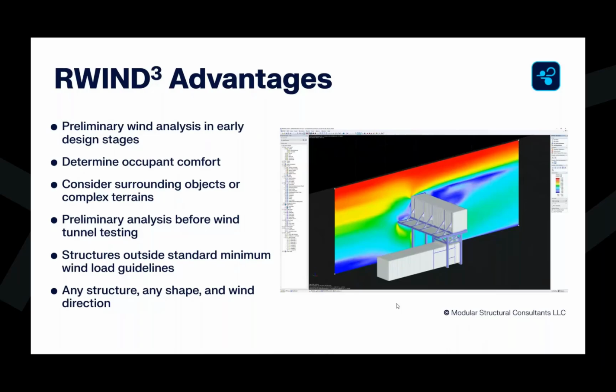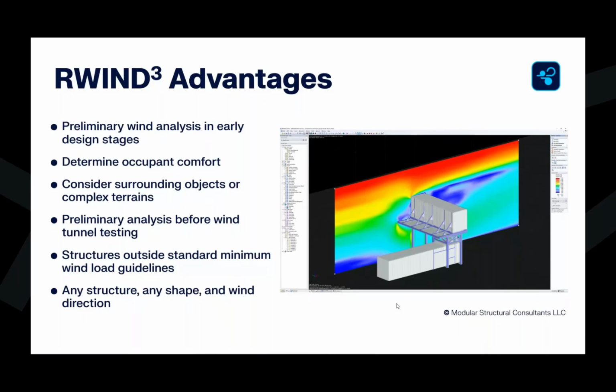We also can use this program to determine occupant comfort, or again, as I mentioned on the previous slide, to consider surrounding objects or complex terrains. Now, ultimately, if your project does require a true wind tunnel test, and there's no way around that, this tool can also be used. So you can put your structure into this numerical wind tunnel and adjust the design before we're spending the time and the money to carry out the true wind tunnel test to determine that our design is not adequate. So being able to make those modifications, again, very early on.